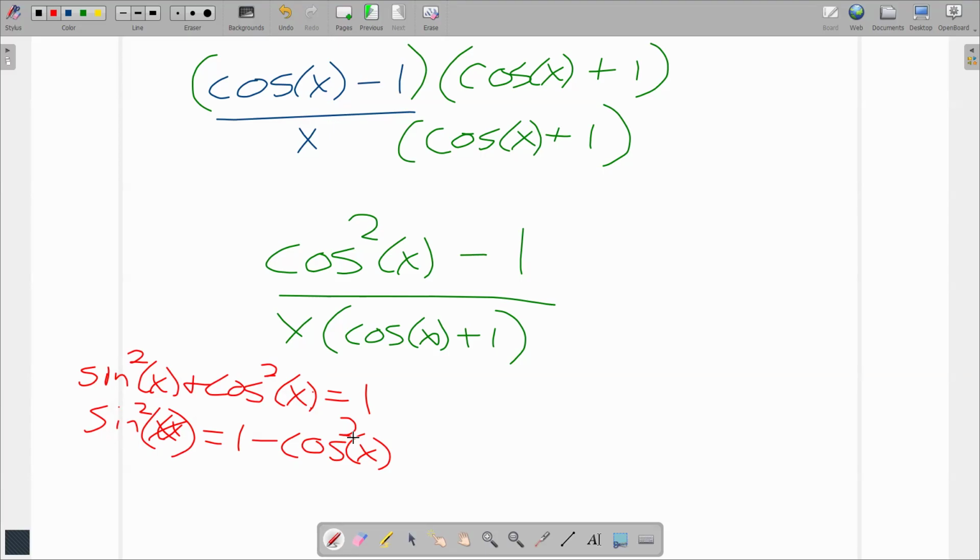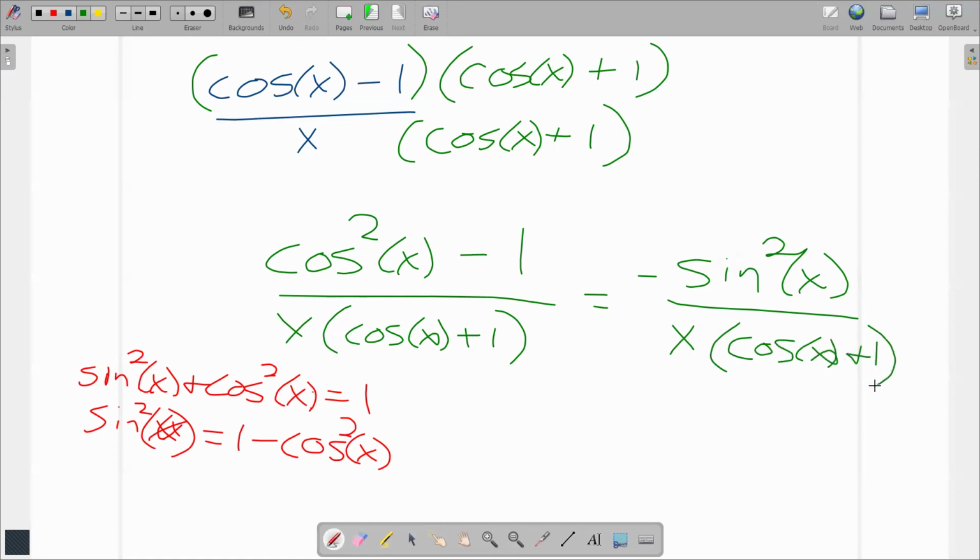So it turns out this right here is the negative sine squared of x over x times cosine of x plus 1. And that solved my problem. The denominator is still 0 if I just try to plug in, but this does solve my problem.